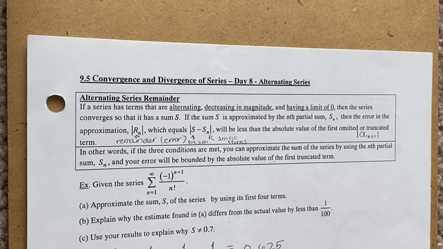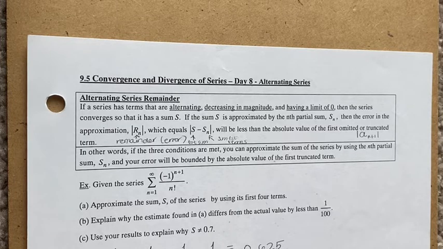The alternating series reminder is, it requires having an alternating series. If a series has terms that are alternating, decreasing in magnitude, and having the limit of 0, then you know that that alternating series converges, so it has a sum. We call the sum S.